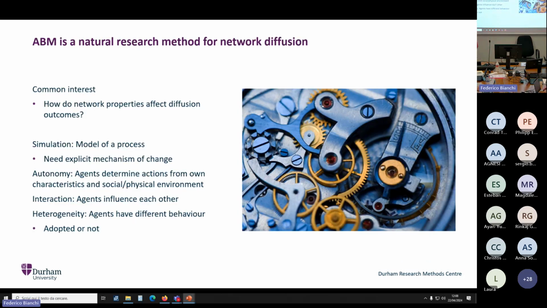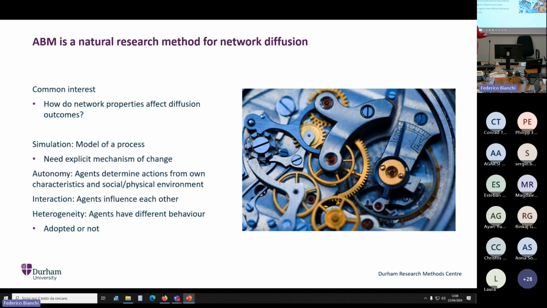But those two perspectives come together, particularly in network diffusion and social dynamics, so dynamic processes over networks. That's also where ABM sits nicely. So we've got this common interest of how network properties affect diffusion outcomes.